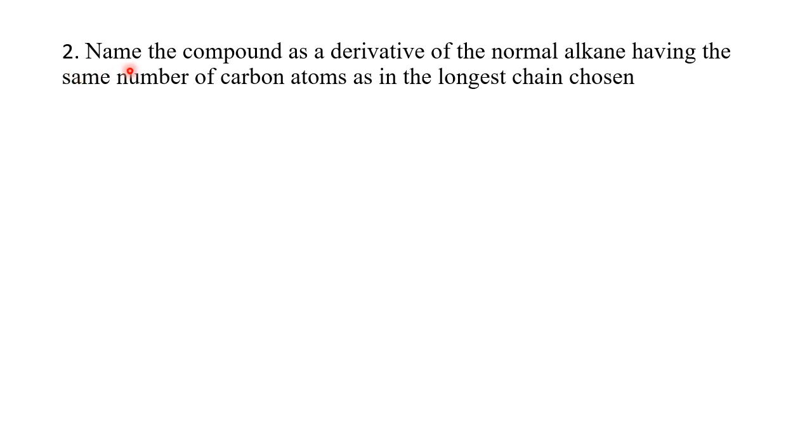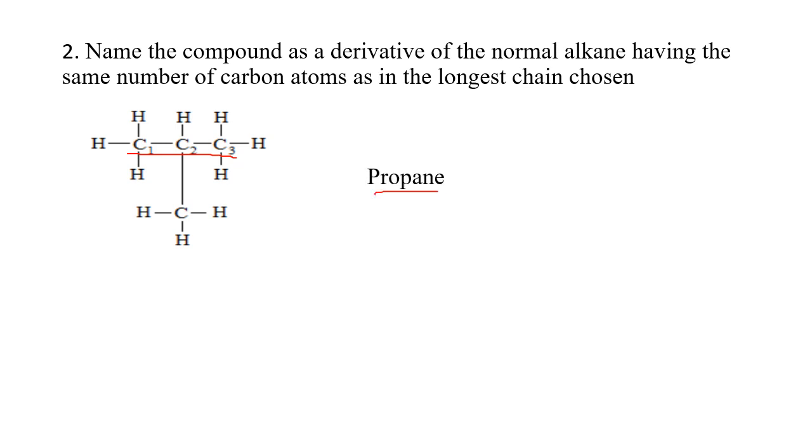Then our second rule is simply: name the compound as a derivative of the normal alkane having the same number of carbons as in the longest chain chosen. What this rule simply means is that after we determine our longest chain, we name the compound as a derivative of the normal alkane. So we name this chain here. Remember, when naming alkanes, whenever you have 3 carbons, what is the alkane name? It is called propane, right? With 3 carbons. So in the longest chain it is called propane.